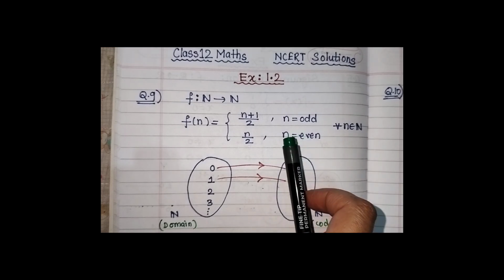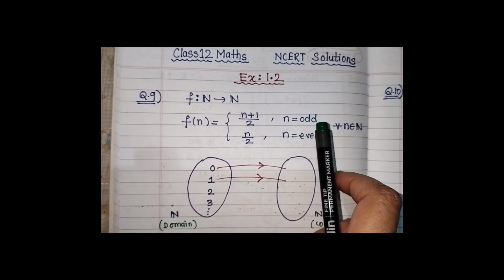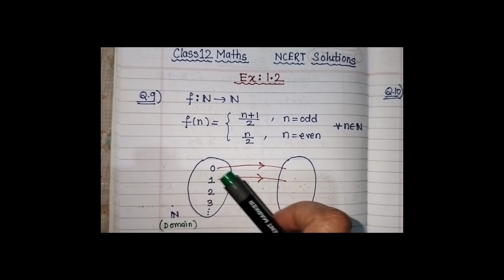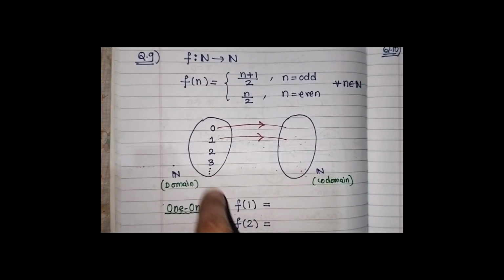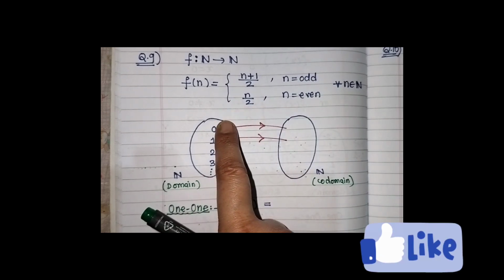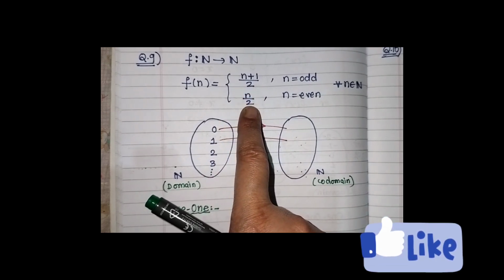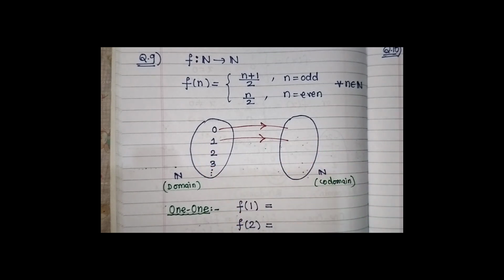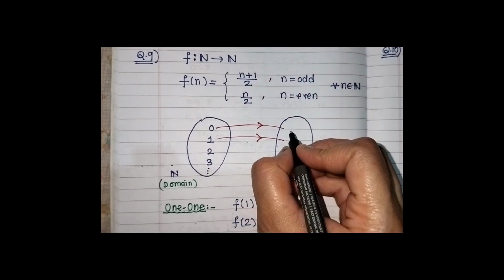Now as the function is defined on two kinds of numbers, for odd we have one definition and for even we have another definition. So we will take those definitions. Like if you have 0, now 0 is which number? It is an even number. So 0 will be mapped by this rule: 0 upon 2. 0 upon 2 is 0. So this 0 will go to 0 only.